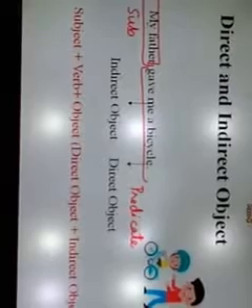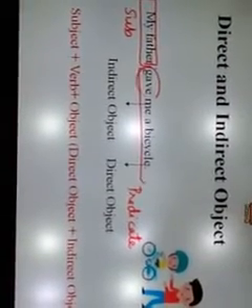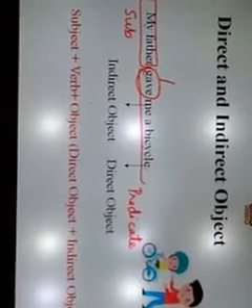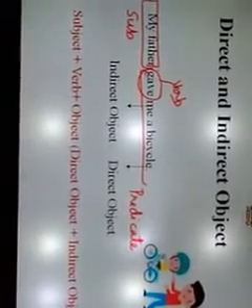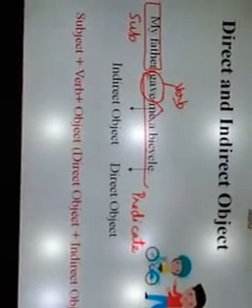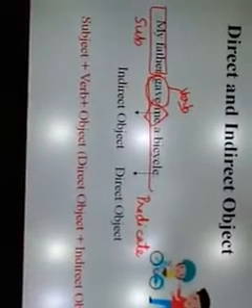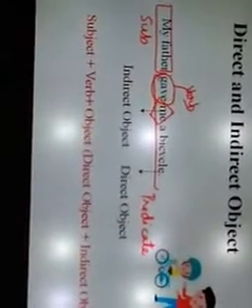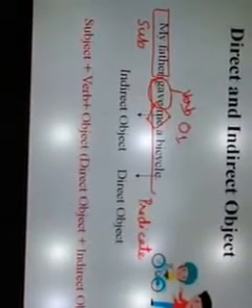What does the word gave stand for? The word gave is the verb of this sentence. What is the position of me in this sentence? Me is an indirect object, or we can say it is object 1.